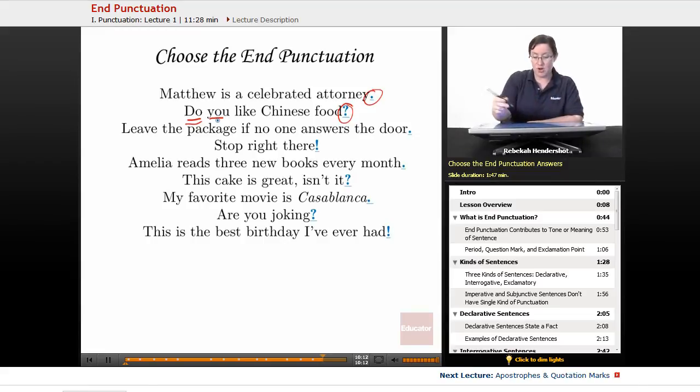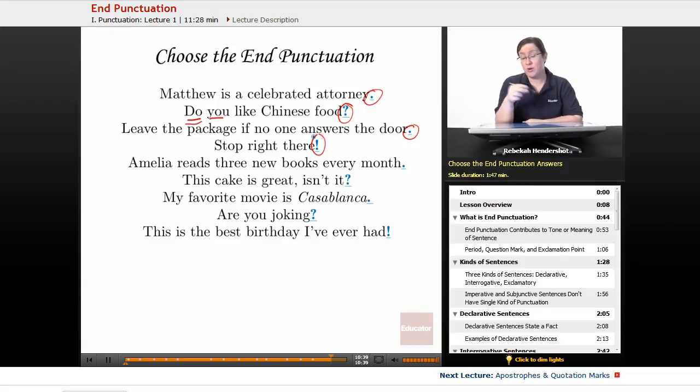Leave the package if no one answers the door. Again, simple statement, ends with a period. Stop right there. Now, if you put a period for stop right there, that's totally fine. You can say stop right there and you're not shouting it. But in this case, usually if you want someone to stop right away, you probably are going to be shouting it at them because, for example, if they don't stop, they're going to walk over a cliff. So, stop right there gets an exclamation point.